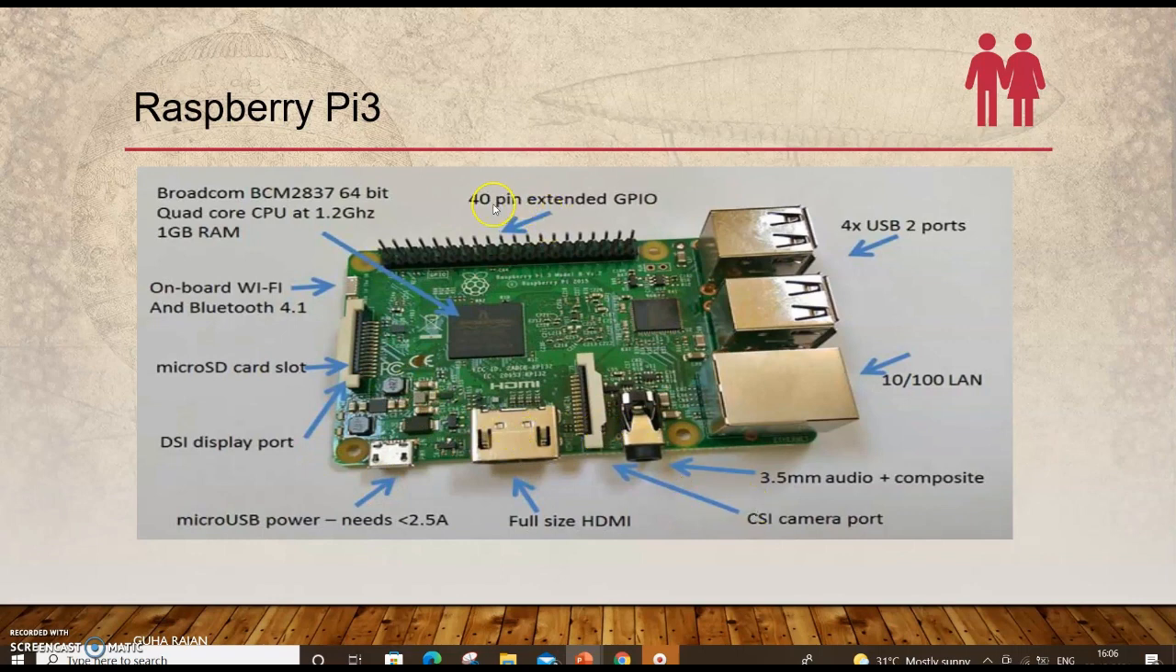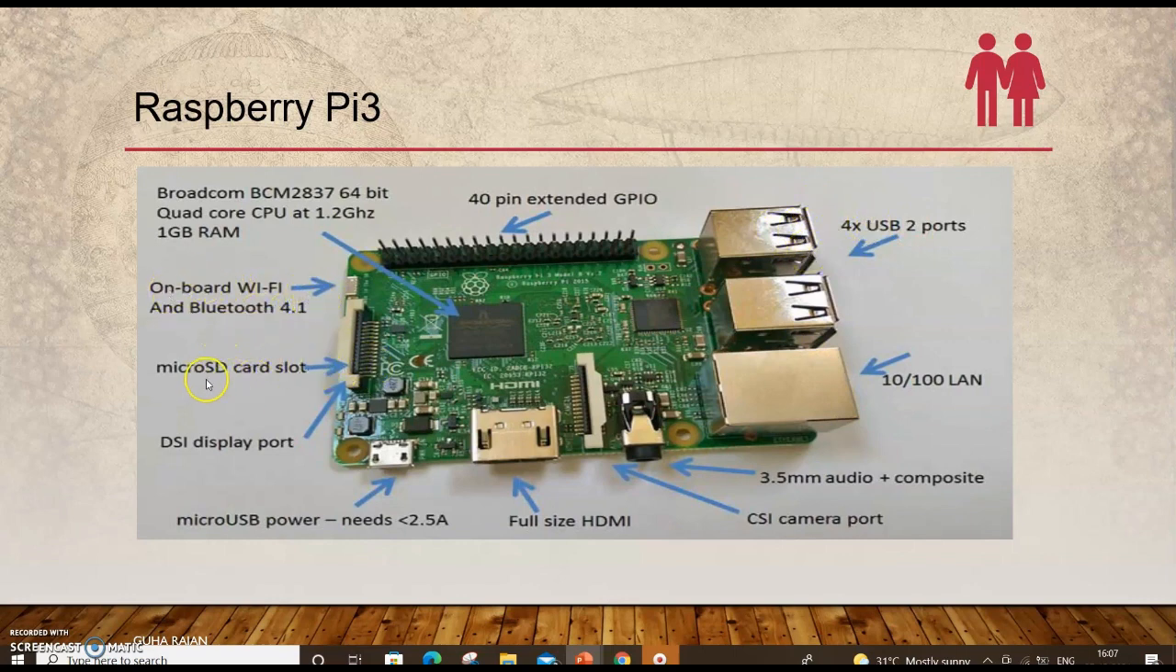So these are the details of the board. You have a GPIO pin, which is called the IO pin. You have the USB port. You have the LAN port. You have the audio socket to connect audio. HDMI is where you connect your monitor. You can connect a USB keyboard to the USB port. It has onboard Wi-Fi.